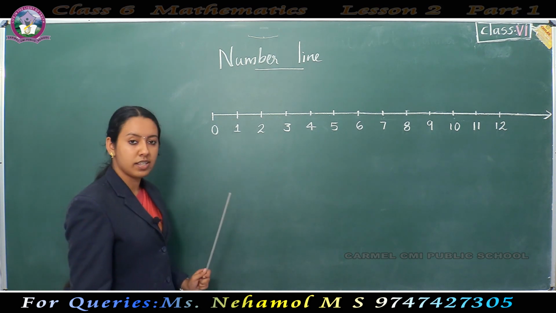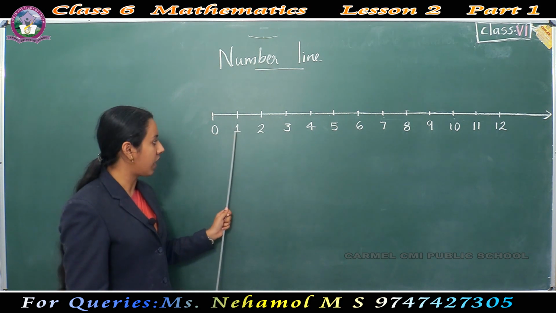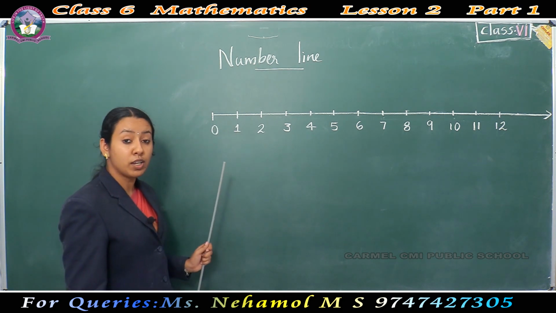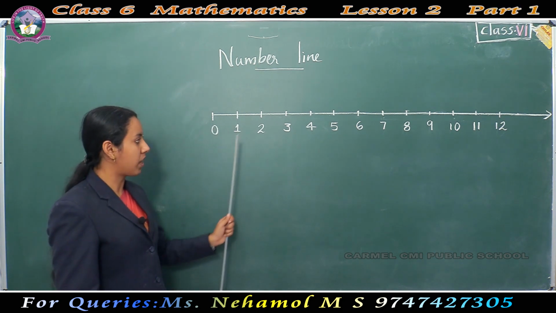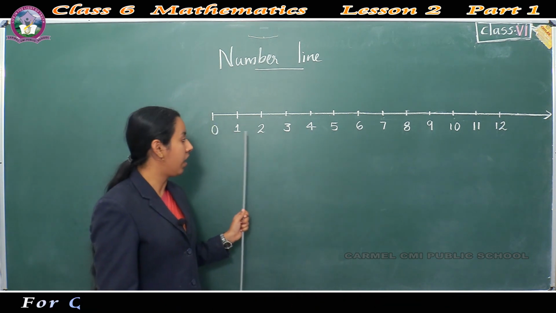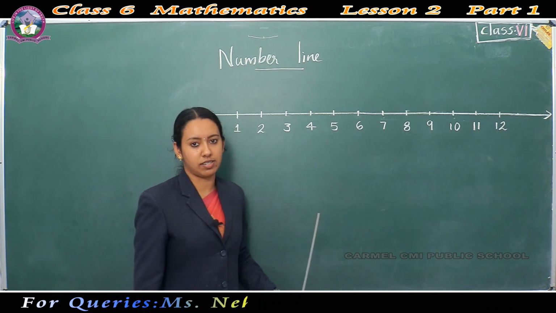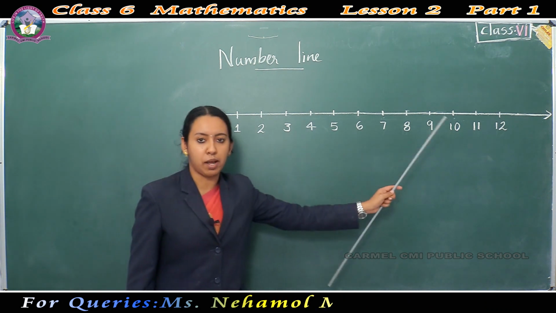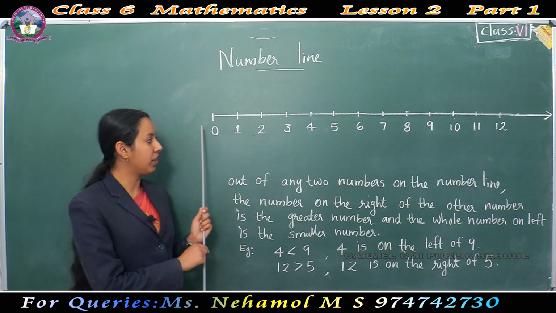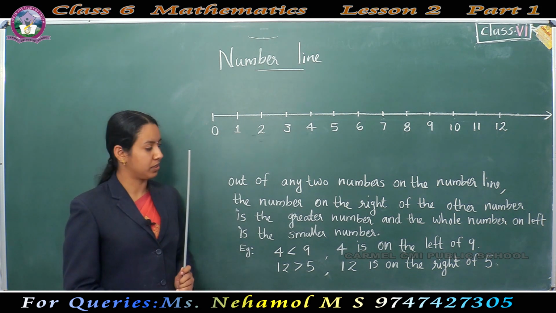Then mark a second point to the right of 0, label it as 1. Then the distance between 0 and 1 is called unit distance. Then mark the points 2, 3, 4, 5, 6 and so on at a unit distance or in equal intervals. Thus, we got a number line for the whole numbers. So, here we have a number line with whole numbers represented on it.